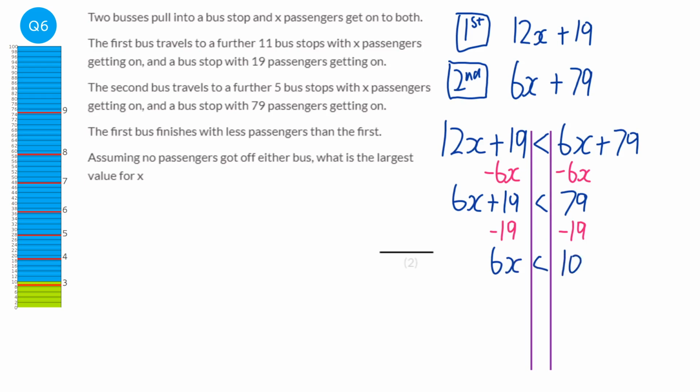And so, that's meant to be 60. Got ahead of myself. And the last thing we do is divide by 6 both sides. And so we've got x is less than 10.